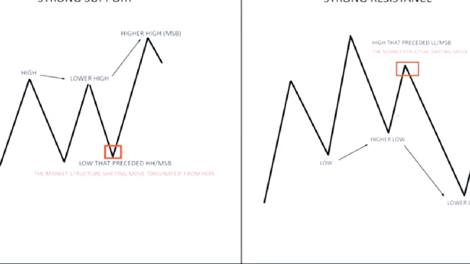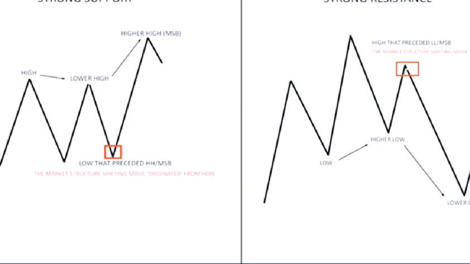I think the same logic can be applied to resistance, of course, whereby we're working backwards. We see this shift in market structure, low, higher low, lower low. Okay, something clearly happened here. This is significant, the shift in behavior, and let's work backwards. Where did this lower low and market structure shift come from?